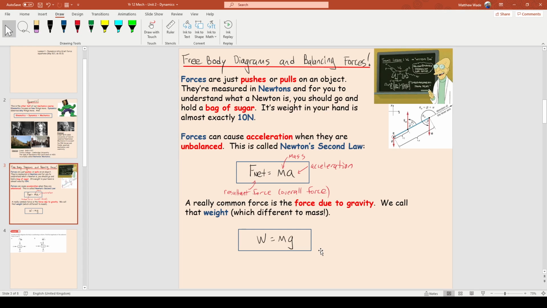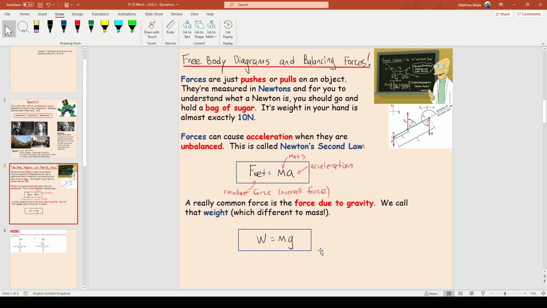Now, weight, maybe contrary to some people's popular belief, is actually a force, okay? It is how hard you're being pulled toward the Earth. It's not like your mass. So if you were to say, I weigh 65 kilograms, that is not your weight, that is your mass, okay?